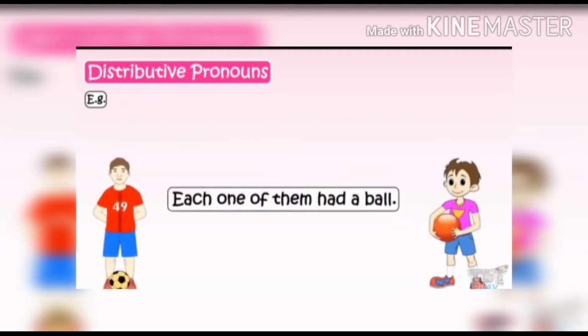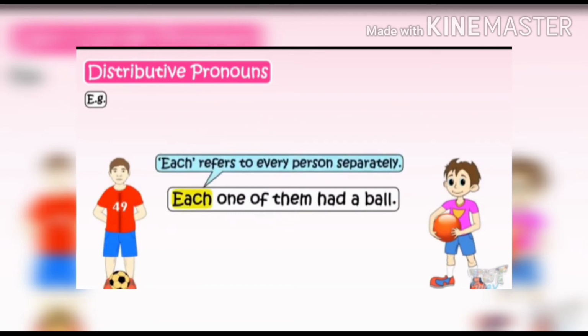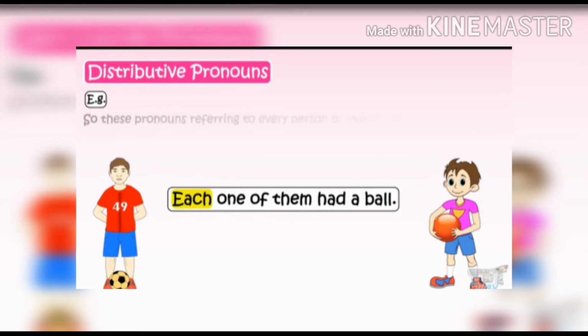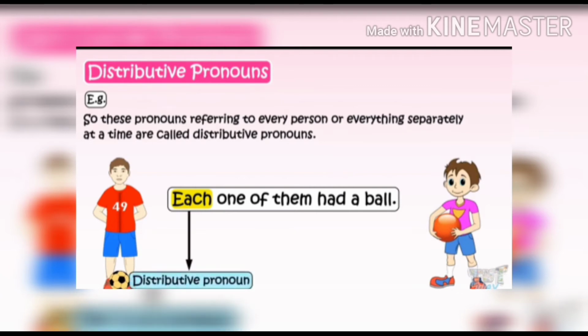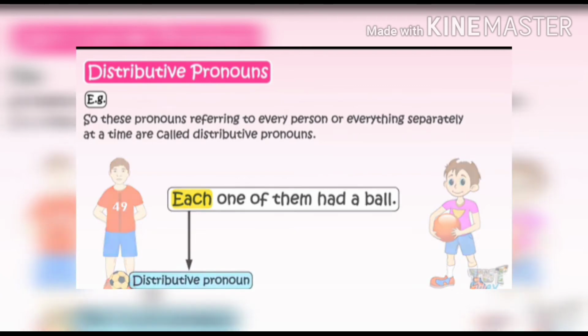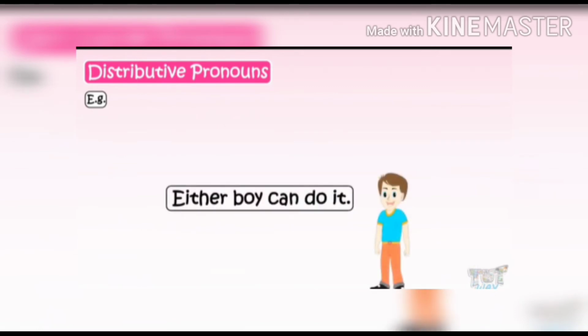Each one of them had a ball. So, each refers to every person separately and not collectively as a group. So these pronouns referring to every person or everything separately at a time are called distributive pronouns. Let's have more examples. Either boy can do it.